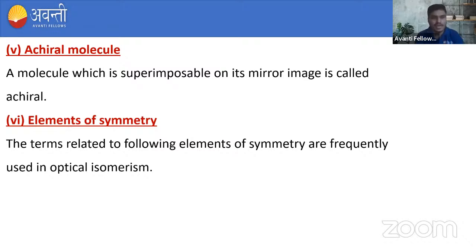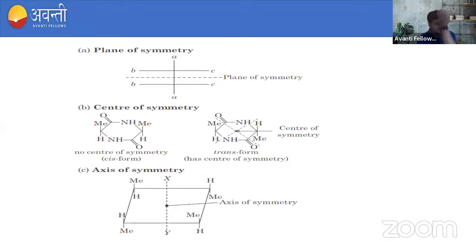On a similar basis, how will you define the elements of symmetry? The terms related to the following elements of symmetry are frequently used in optical isomerism: plane of symmetry, center of symmetry, and axis of symmetry. So what is the plane of symmetry? Here we can say that this is the plane of symmetry. How? Because if you break this part, you get the same above and below. Both are the same, having A, B, C and A, B, C. So this is called the plane of symmetry. Always remember, the plane which divides into equal parts, what will we call it? Plane of symmetry.